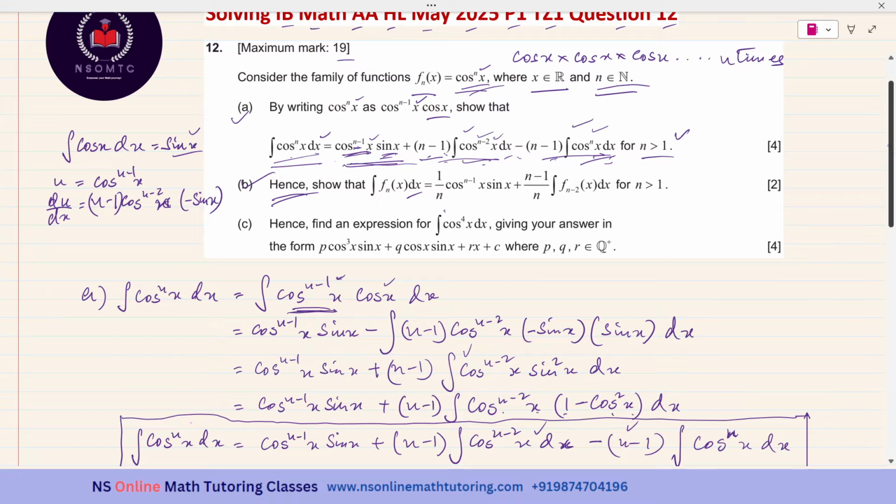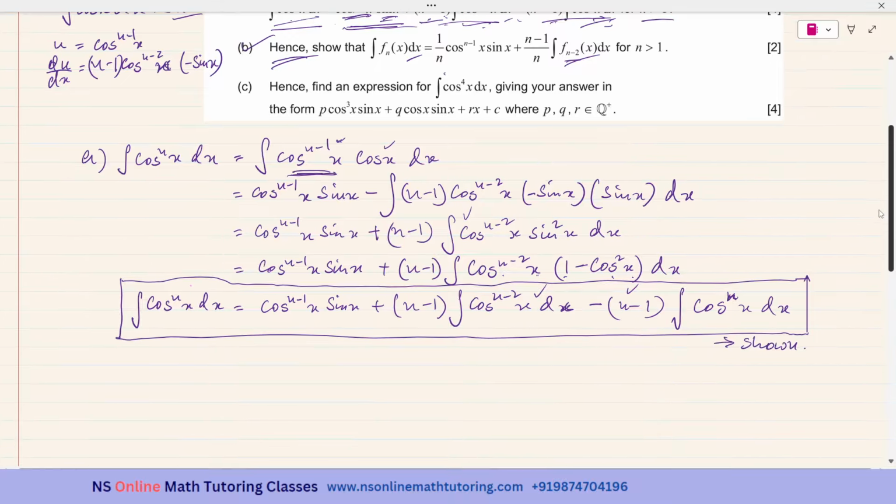Okay, and if it is n minus 2, what is fn minus 2 x? It will be cos^(n-2) x. Okay, so don't get confused by this fn minus 2 x expression. This is fn of x, so the power is n. When the subscript is n minus 2, the power will also be n minus 2. Okay.